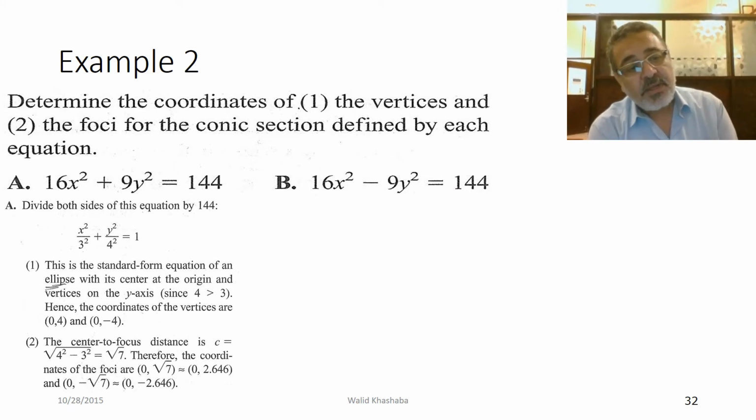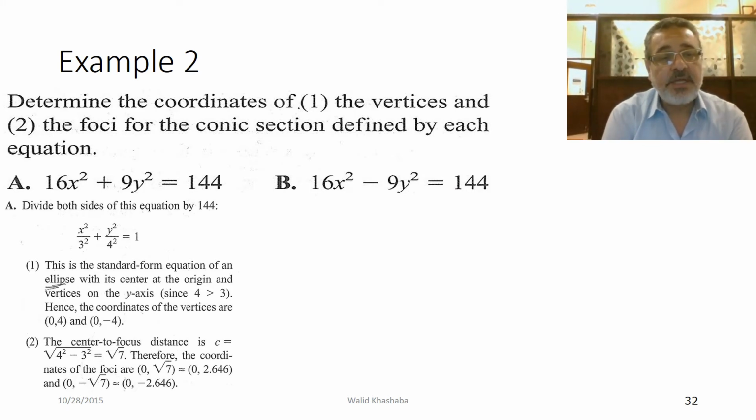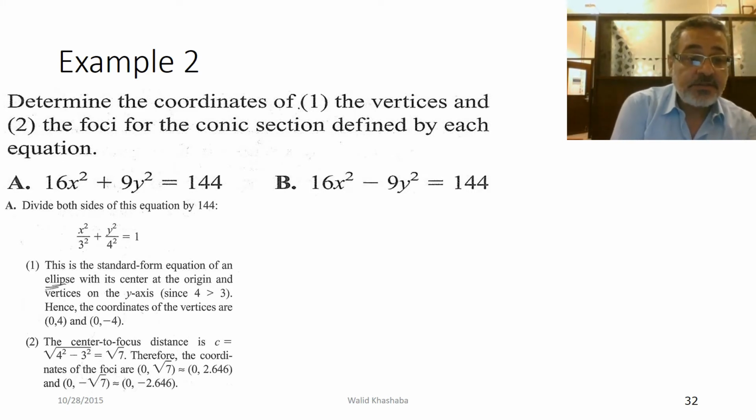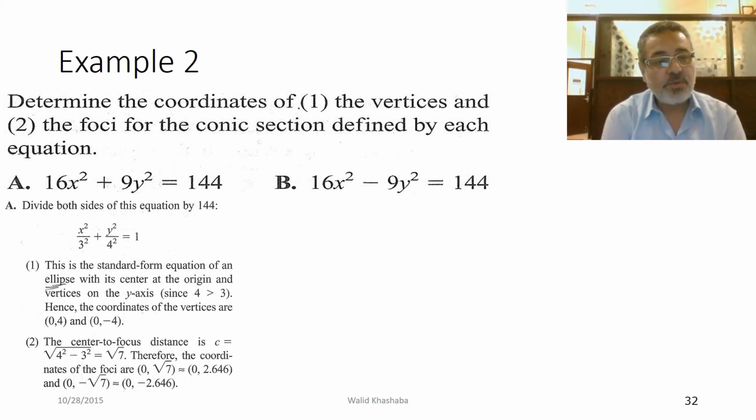Anyway, the vertices are on the y-axis. Why? Because the constant under y is the greater, it's 4. That's why the vertex is on the y-axis. And the coordinates of these vertices, of course, are positive 4 and negative 4, the square root of the constant under y squared. This is all about the graph, the center, and the coordinates of the vertex.